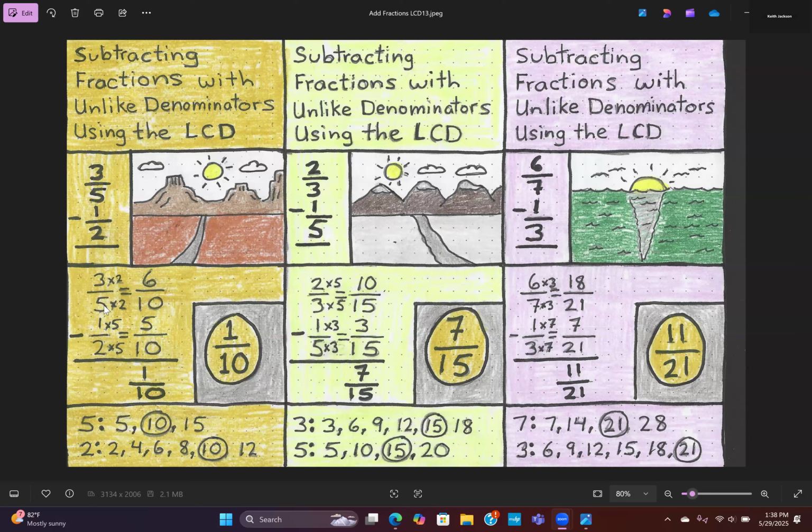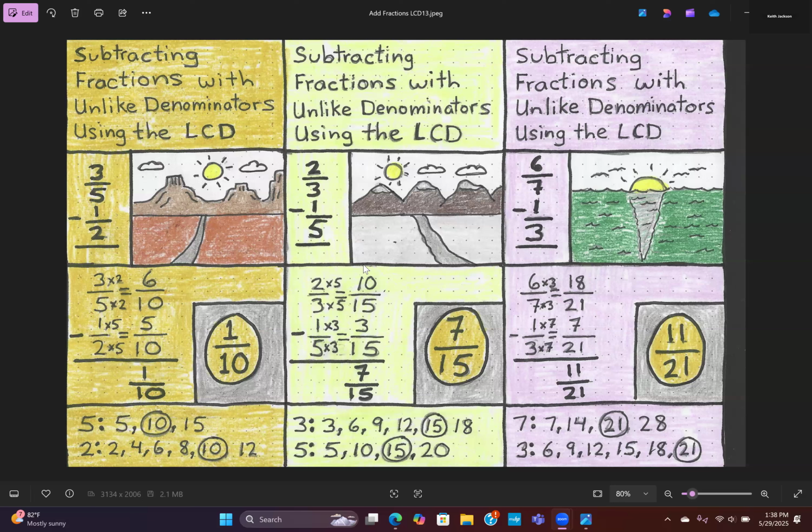And we're going to do the same thing with 3/5. And we're going to look at that denominator of 5. And we know that 5 times 2 will give us 10. And whatever we do to the denominator, we're going to do to the numerator because 3 times 2 is 6. And all we're going to do is just subtract now because we know that we're going to subtract the numerators because we know that 6 minus 5 will give us 1. And we keep the denominator and our answer is 1/10.